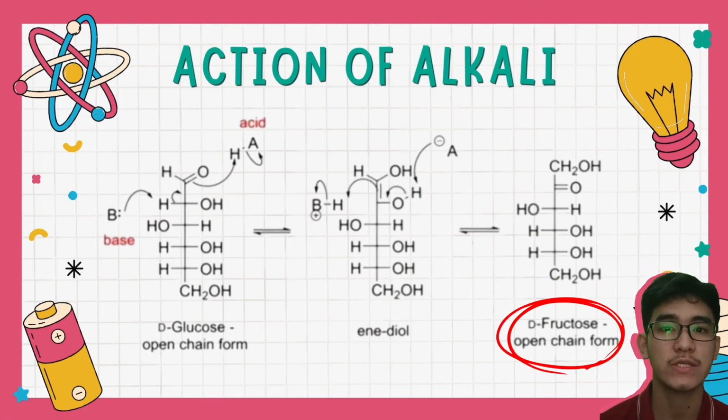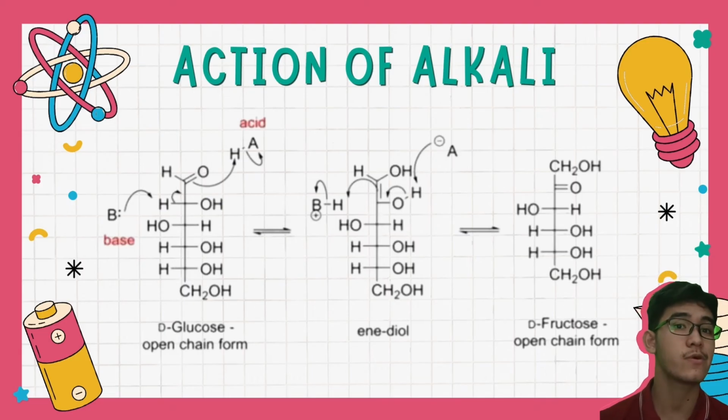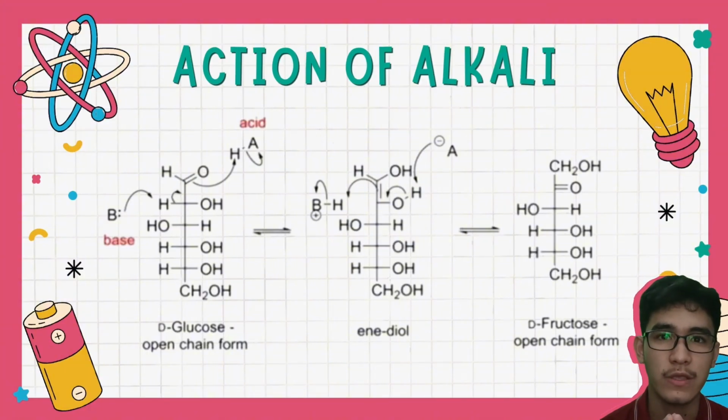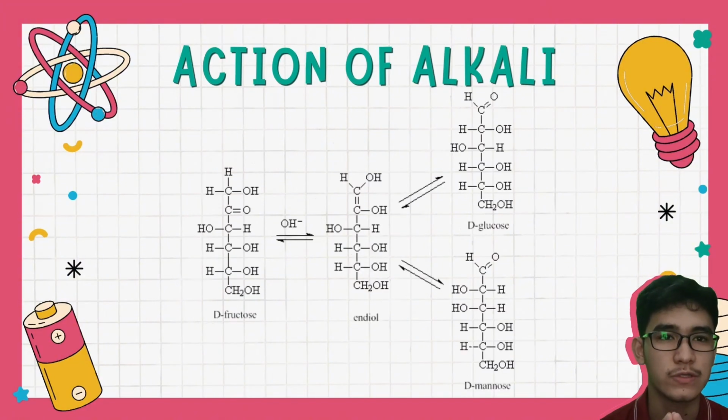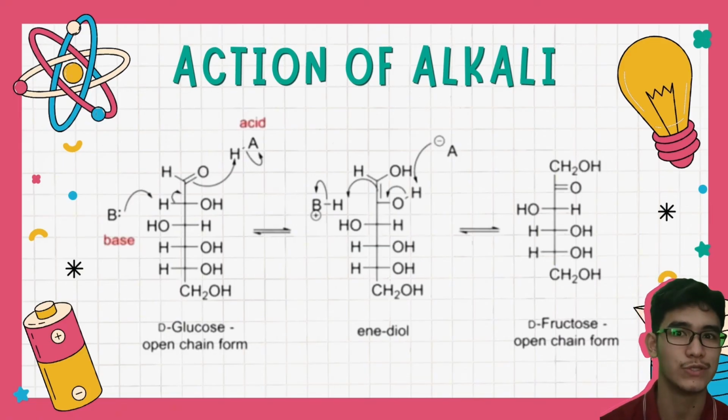Here is a more generalized process of how a D-fructose creates an enediol due to the presence of an OH or base, which would then further convert into either D-glucose or D-mannose. Do you notice how the arrows are both pointing in 2 different directions? This means that the reaction is reversible and can go to either formation, which proves that if any of the 3 sugars are placed in a basic environment, it can produce either of the 3 sugars.